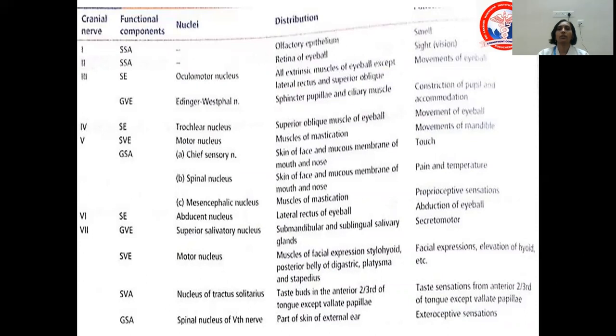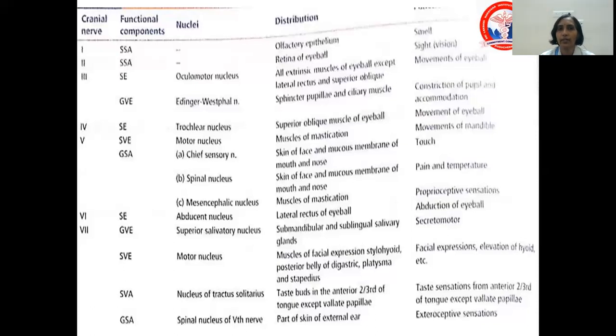Thus, to enumerate and conclude, we here have a table. The first cranial nerve, or the olfactory nerve, has functional component special visceral afferent. There are no nuclei, as the first and second cranial nerves arise from the forebrain. Their distribution is in the olfactory epithelium, and the function is the sensation of smell.